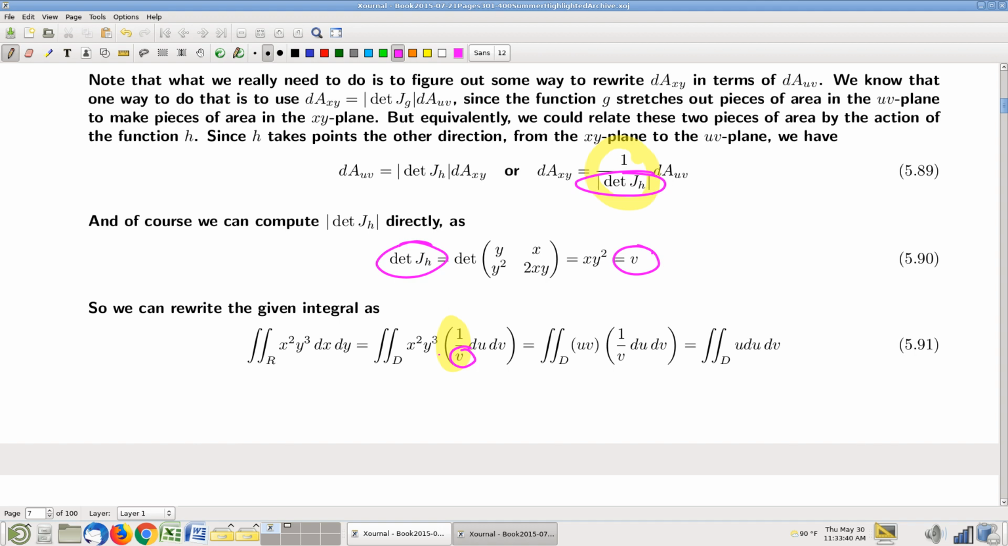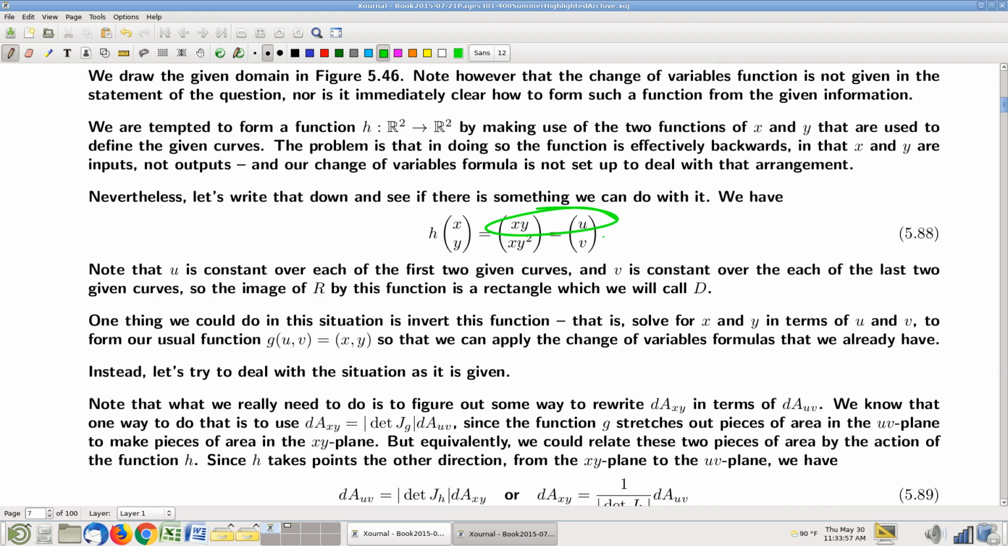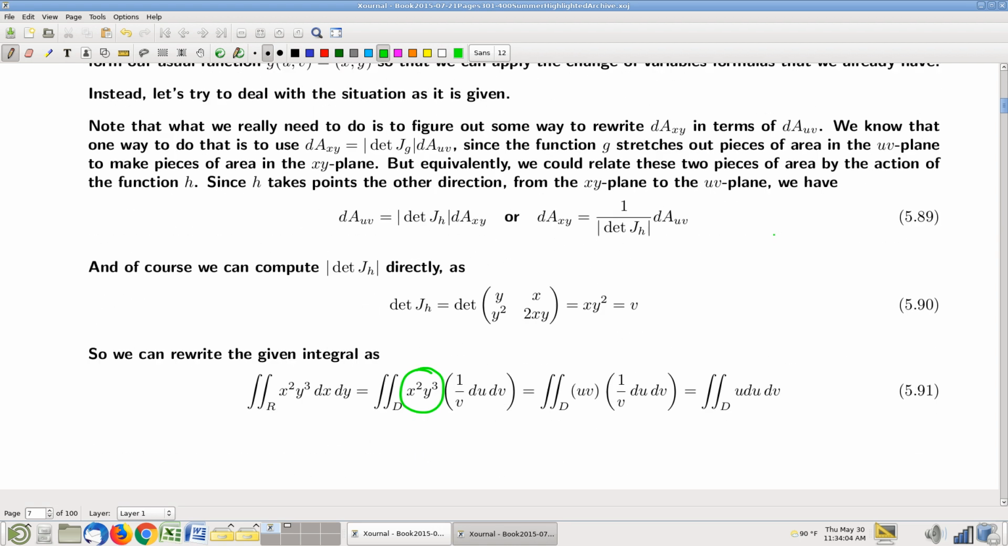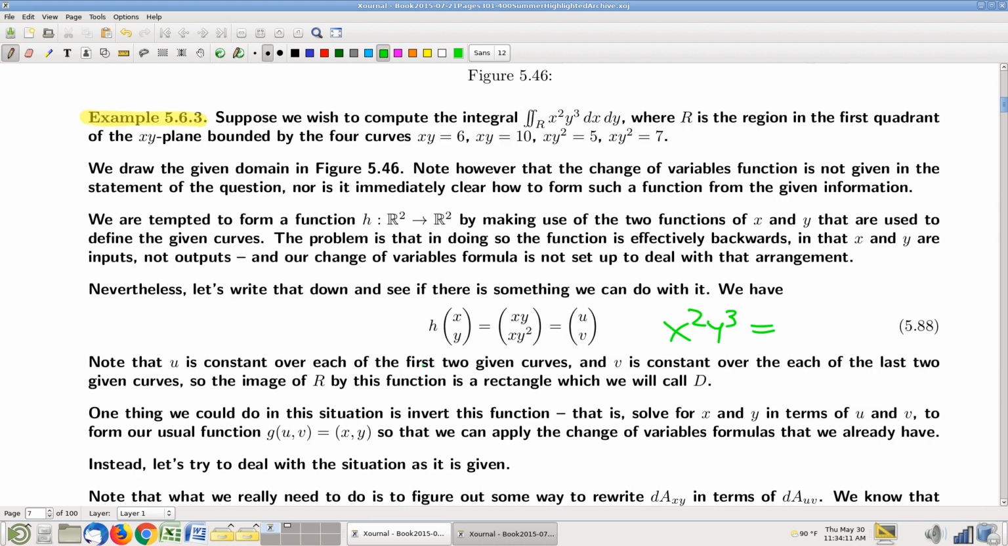x squared y cubed. What am I going to do about that? What is this x squared y cubed thing? Well, a little bit of playing around. Let me write my formulas. Here we go. I have this, and I have that, and I would like to know what is x squared y cubed. The reason I want to know x squared y cubed, again, is because that's my integrand. It'd be nice if I had x equals and y equals, but I don't. It goes the other way.